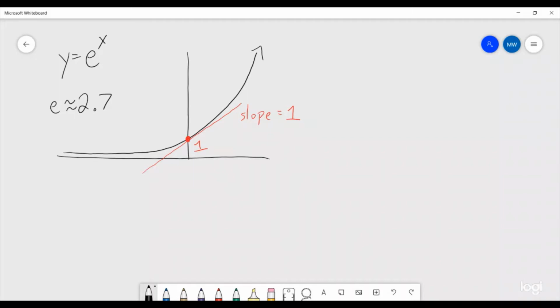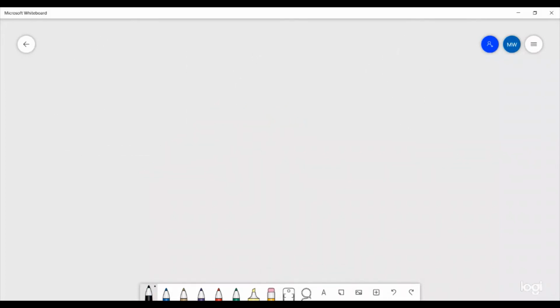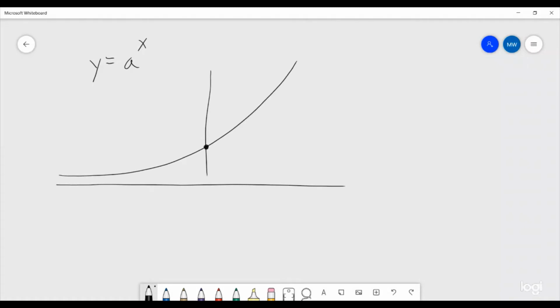Other functions that we might have might be like y equals e to the negative x. You might recognize this from function transformations, that is going to be reflecting it across that axis. So it'll go like that. Again, still intersecting here at 1. Now, a nice property is that any exponential function always is going to intersect at that point. So if we have y equals a to the x, this point right here is always at 1.